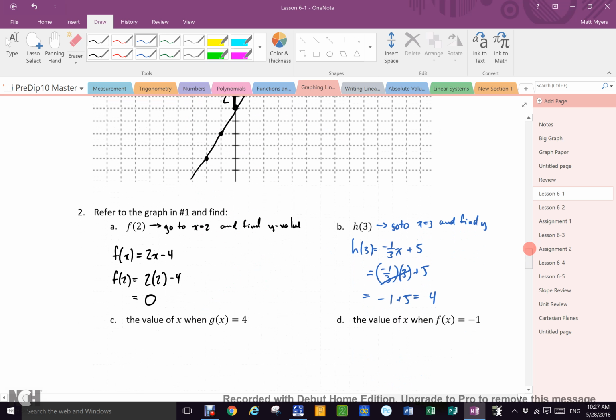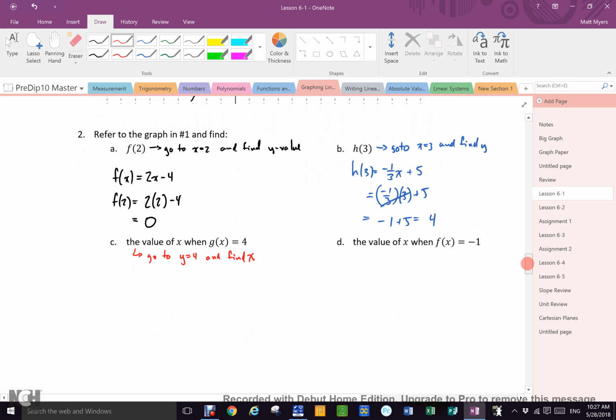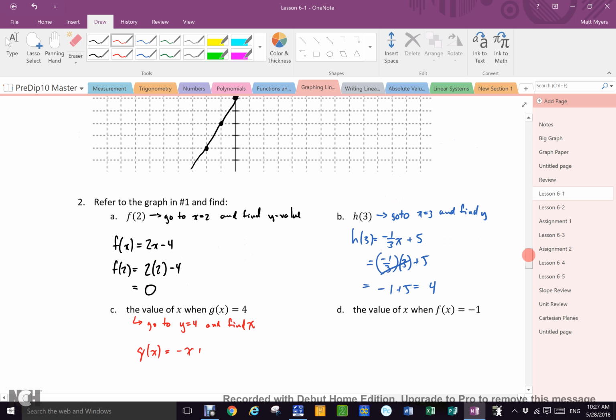What color is the g function? Red. Now, how do I do this on the graph? Where do I go? Wherever the g of x equals 4. So it's at y or x? Y. Go to y equals 4 and find x. Do it. I found it. And the other option, g of x equals negative x plus 1, is it? Yep.